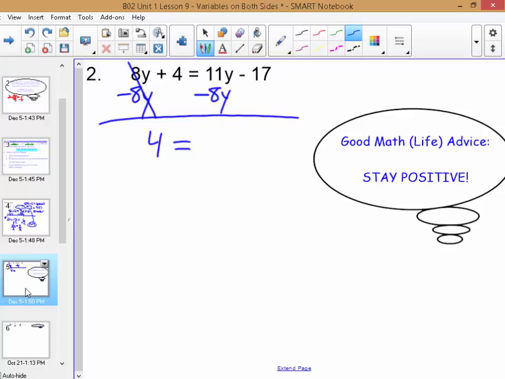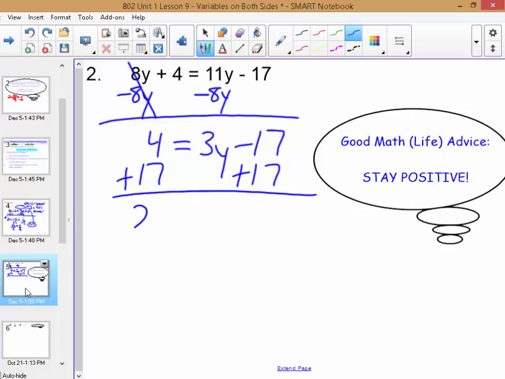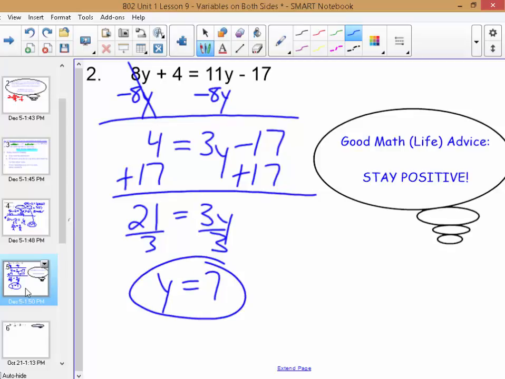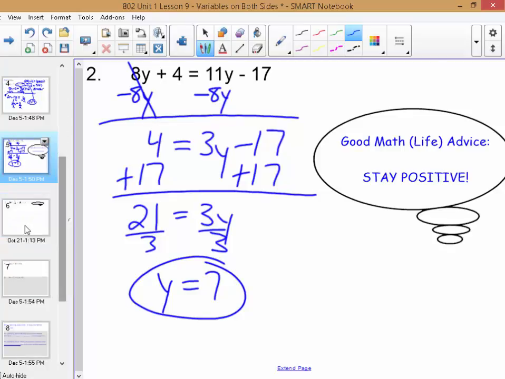I'm left with 4 equals 11y minus 8y. Again, combining like terms. 11 take away 8 is 3, but it's 3y minus 17. And now you're back to a two-step equation that you should know how to solve. Hopefully we know to add 17 on both sides. That gives us 21 equals 3y. And then y is not by itself because it's multiplied by 3, so of course I have to divide by 3 on both sides, and y equals 7. So again, addition or subtraction, do it to both sides, and then just remember you're actually combining like terms.